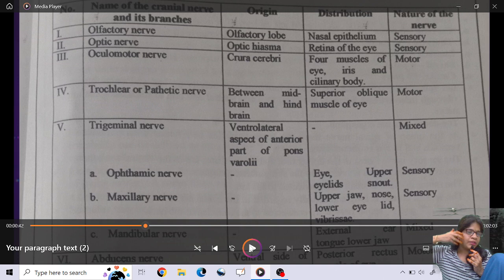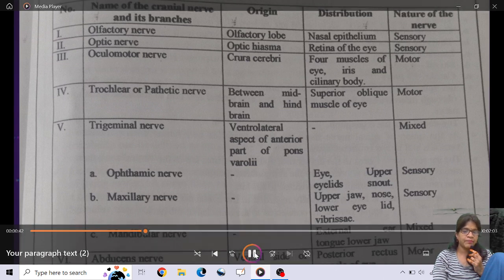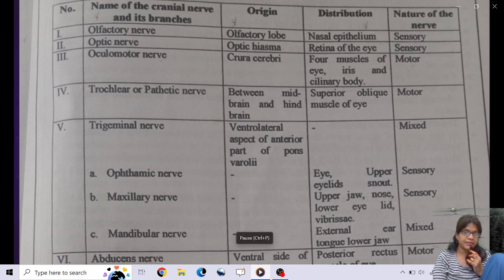It mainly includes the ophthalmic nerve, maxillary nerve, and mandibular nerve. You may have heard the words maxillary and mandible in connection with your teeth. These nerves supply and take the impulses from them. There are three of them, called the trigeminal nerve, and they are mixed nerves, with both motor and sensory functions. And you have the abducens nerve, the sixth important cranial nerve. This is again a motor nerve.